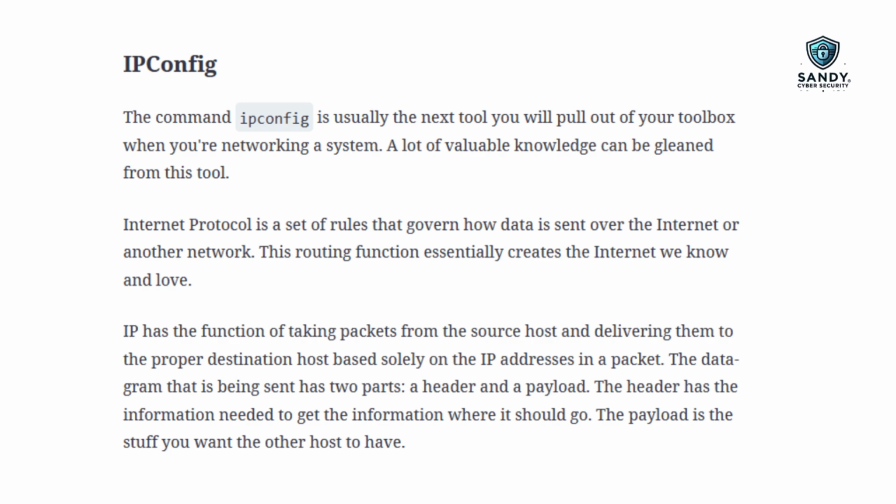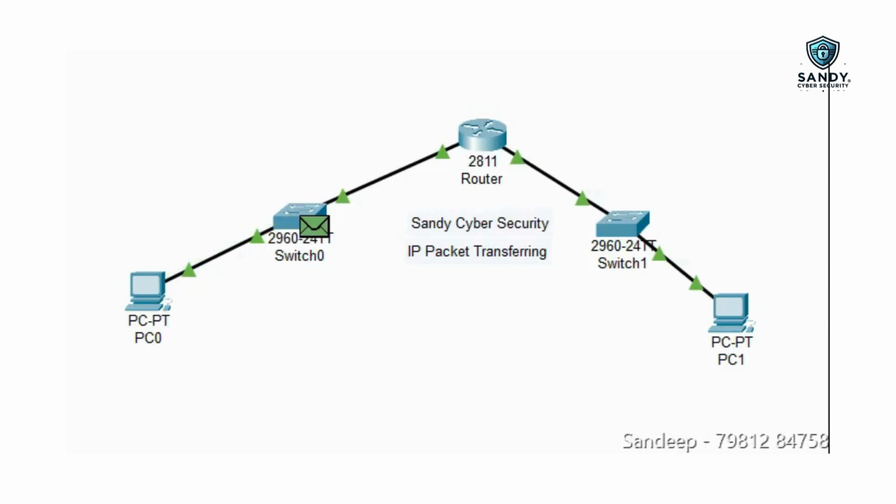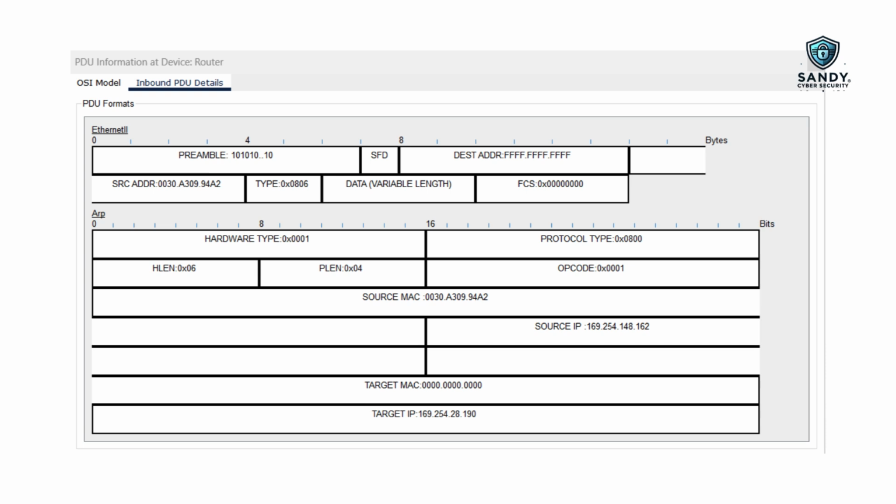Internet Protocol, IP, is a set of rules for sending data over the Internet or to another network. This routing function makes possible the Internet that we are familiar with. IP's task is to take packets from the source host and send them to the right target host, based on the IP addresses inside the packets. The datagram that is being sent has two parts: 1. Header and 2. Payload. The header has the information needed to get the information where it should go. The payload is the stuff you want the other host to have.